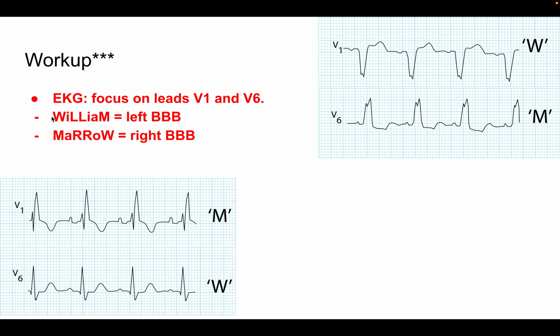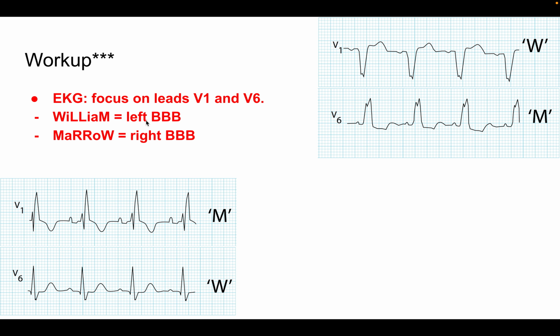There's a saying that we learned in my PA school from our professor who was a cardiologist. She said, just remember William and Morrow. William has two L's in the middle. That is for a left bundle branch block, and Morrow is for a right bundle branch block. The first and the last letter of these names are the shapes of your QRS complexes in lead V1 and V6.